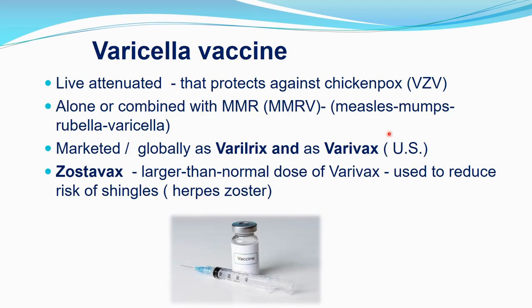It is a live attenuated vaccine which protects against chickenpox, that is varicella zoster. It comes as a monovalent vaccine alone or in combination with the MMR as MMRV. It is marketed globally under the name Varilrix and in the US by the name Varivax. And there is another vaccine known as Zostavax, which is a larger than normal dose of Varivax.